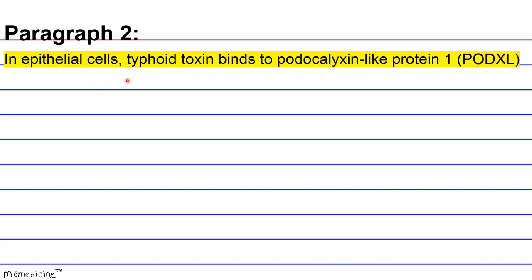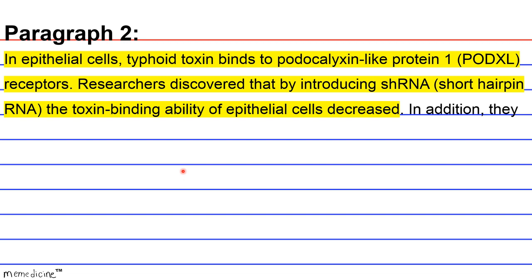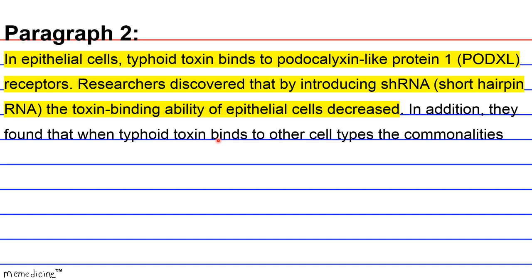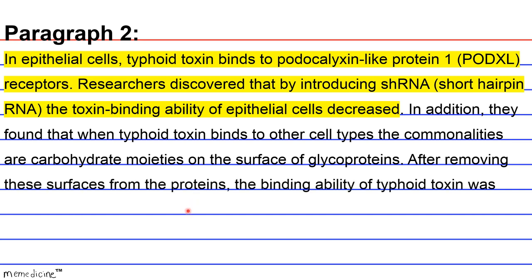Paragraph 2. In epithelial cells, typhoid toxin binds to podocalyxin-like protein 1, PODXL, receptors. Researchers discovered that by introducing shRNA, that's short hairpin RNA, the toxin binding ability of epithelial cells decreased. In addition, they found that when typhoid toxin binds to other cell types, the commonality is carbohydrate moieties on the surface of glycoproteins. After removing these from the proteins, the binding ability of typhoid toxin was reduced.